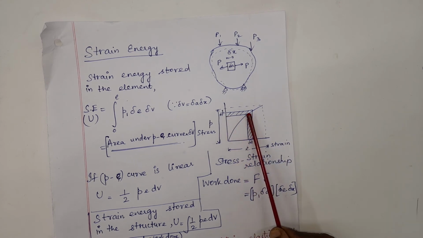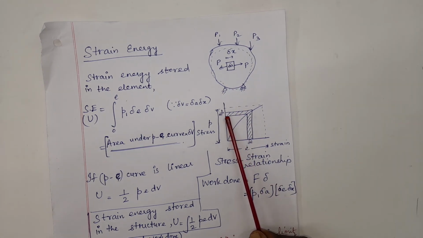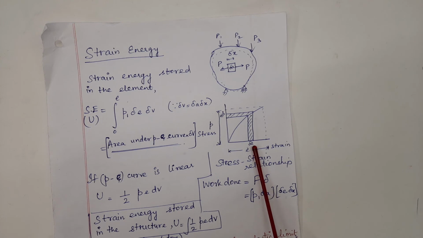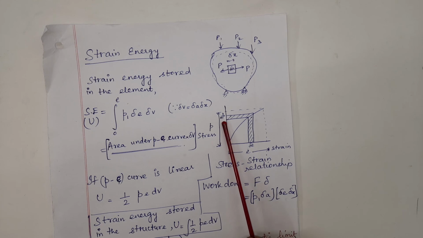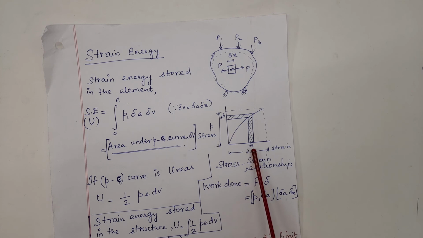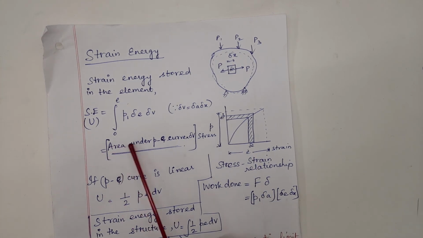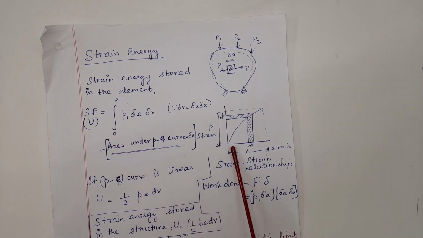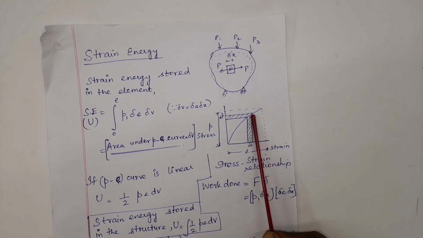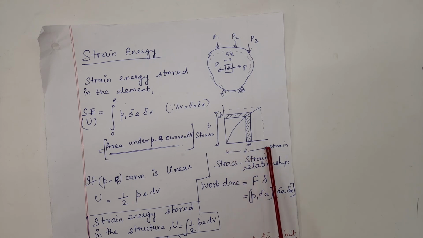I'm going to consider a small element of area dA. So I can find out the value of stress and the value of strain. Here it is shown in shaded lines. Let me take it as delta P and delta E, the stress in the small element and the strain in the small element of thickness delta X. Here the limits are from 0 to E. The area under the stress-strain curve gives strain energy, so the limits of integration will be from 0 to E.